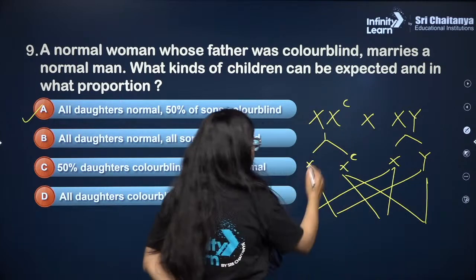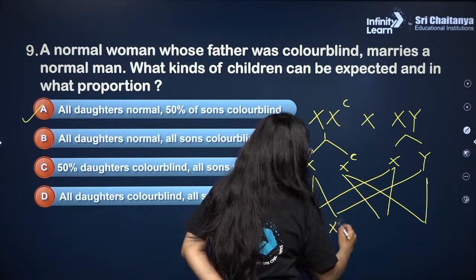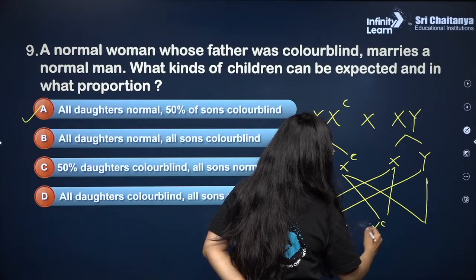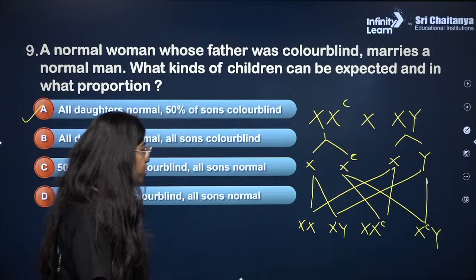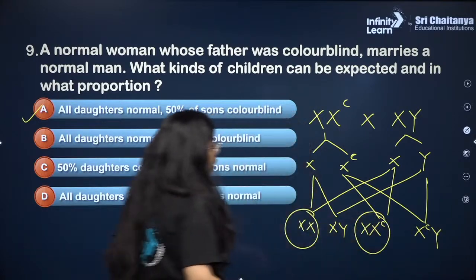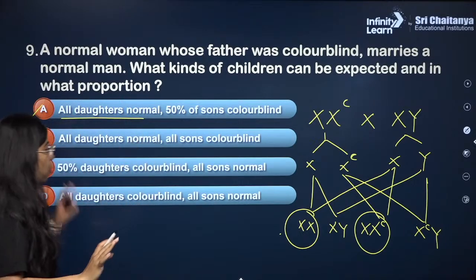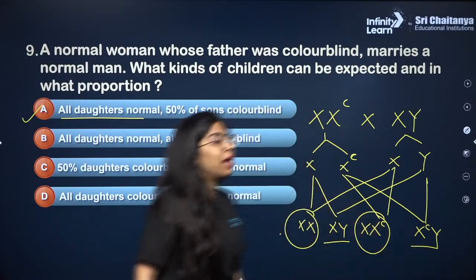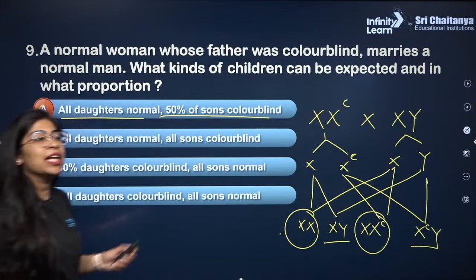everyone, you can make a Punnett square also. So this would be X, X, okay? This would be X and Y. This would be, and this would be. Now, what do you see? What are the females here, everyone? Daughter number one, daughter number two. None of the daughters is diseased, everyone. All the daughters are normal. These are the two sons, and out of them, one is colorblind. So 50% of the sons are colorblind. We got our answer here, which is option number A. Very good, all of you.